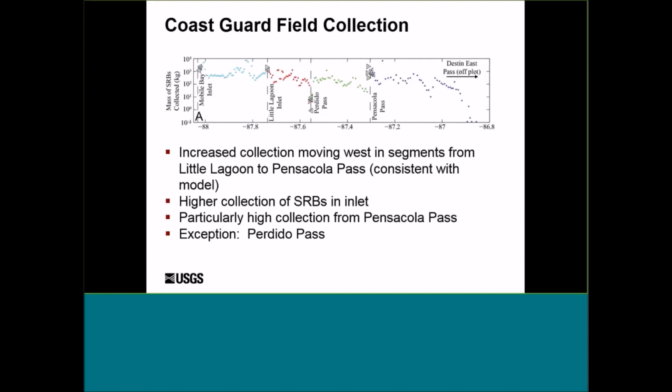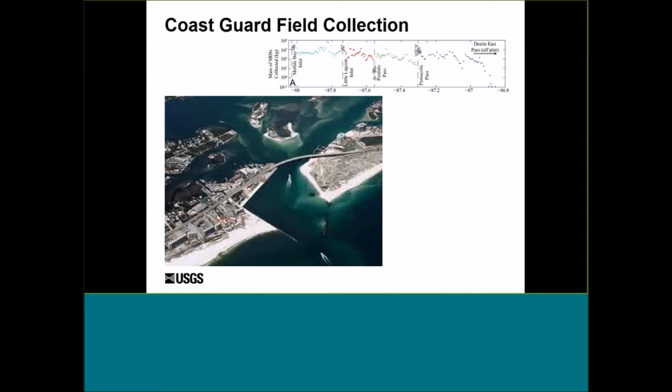Oops, Perdido Pass didn't match. That really bugged us for a while because that was inconsistent. Something was wrong. But what's going on there is that Perdido Pass has 2 jetties that extend out from the front. They also closed this off with a novel booming system during the spill. So not as much surface oil got into the pass, and SRBs can't bypass these jetties. So you can't serve as a trap if nothing gets in there in the first place. And so that's what explains this lower collection there.